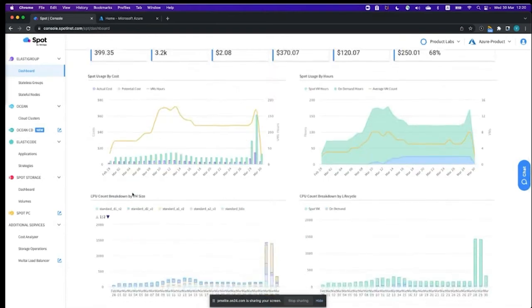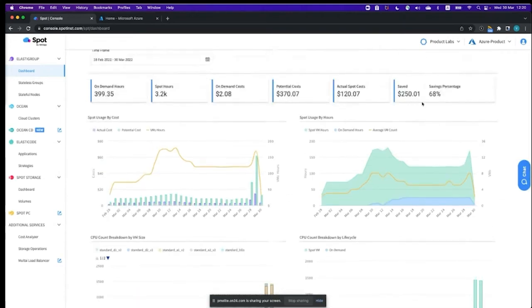You will also see the CPU count breakdown by VM size, and you can see how many spots we are running here, which is not a lot because this is a demo environment. But you can see that we have lots of savings, up to 70% actually, in this account alone.